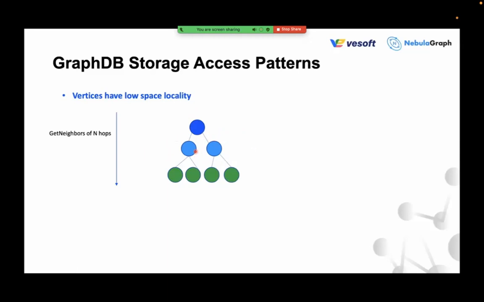vertices. And we know that in NebulaGraph, we use hashing to partition the vertices. That means the neighboring vertices and the source vertices may or may not reside in the same partitions, and that means they may not reside in the same storage. And this process will continue if we are going to retrieve the properties of the neighbors, which are more than one hop away.